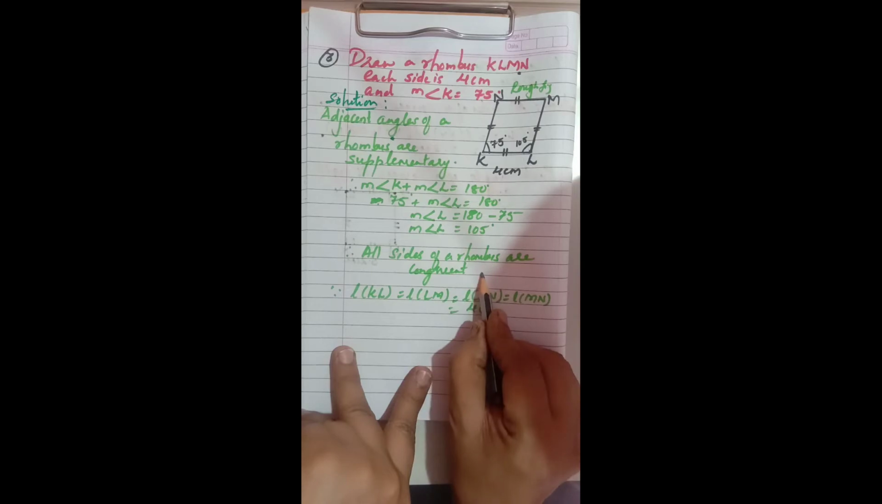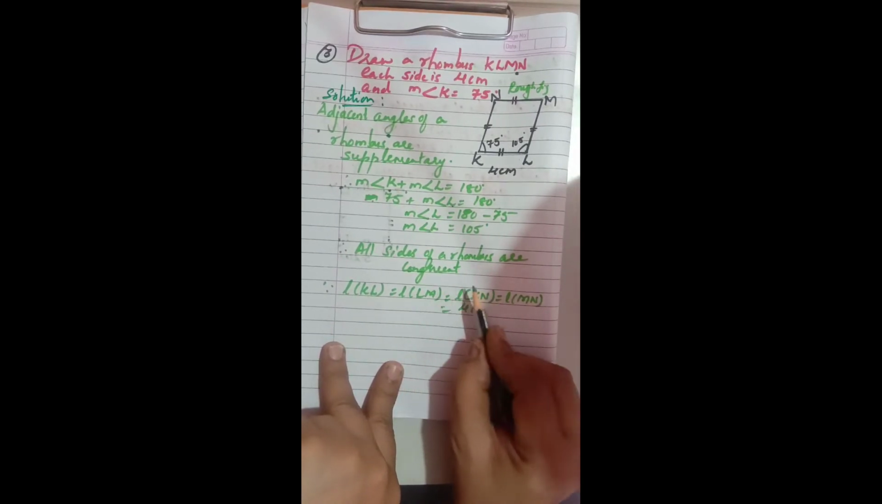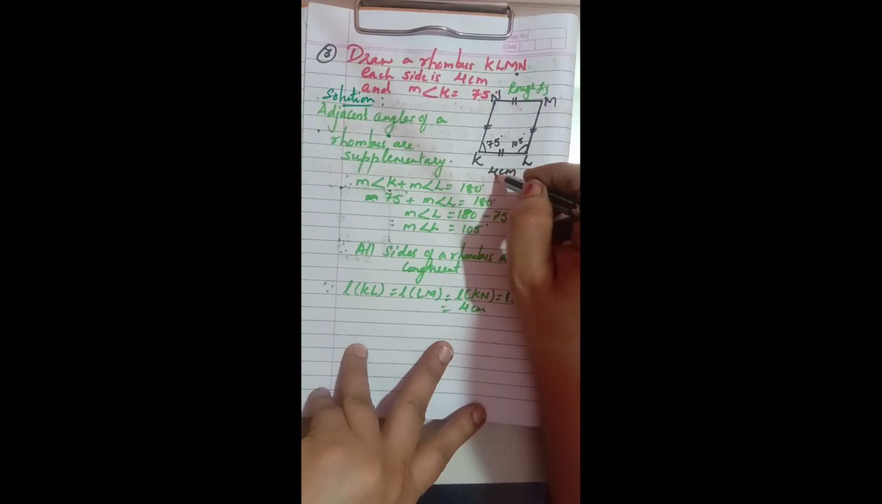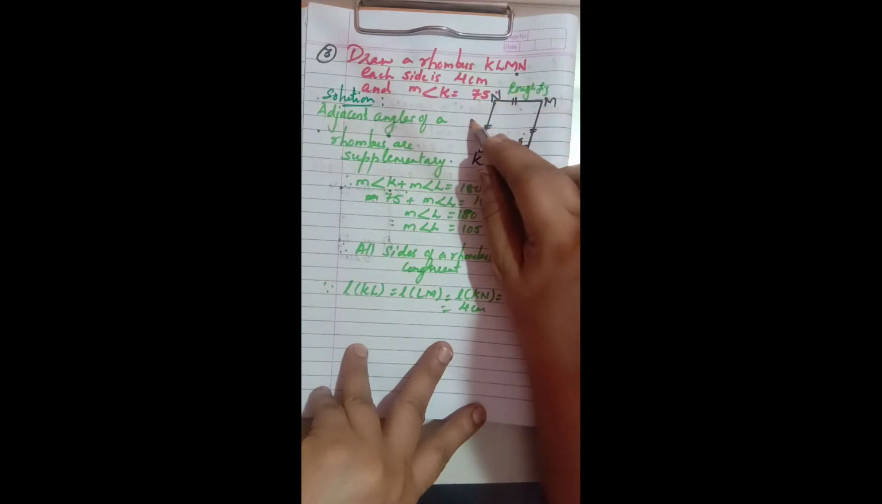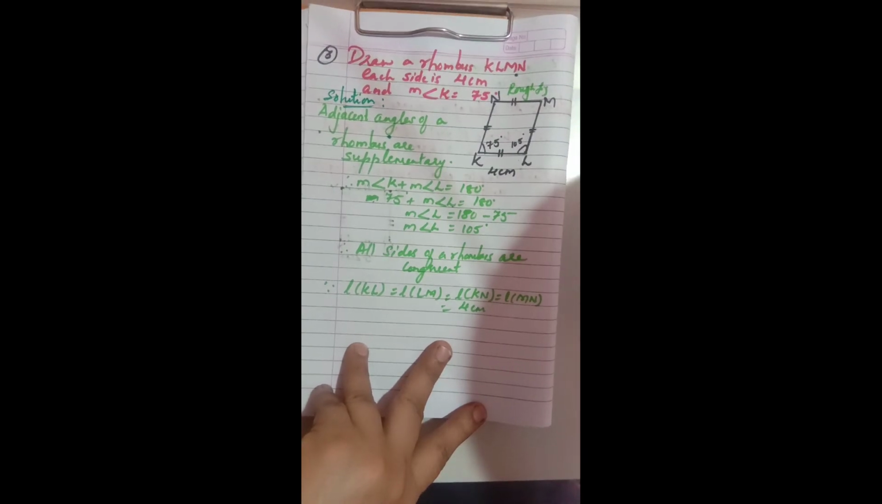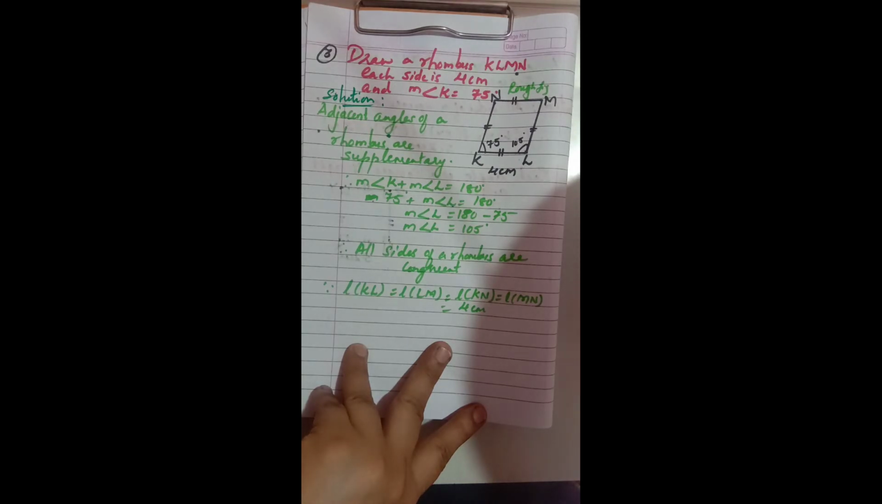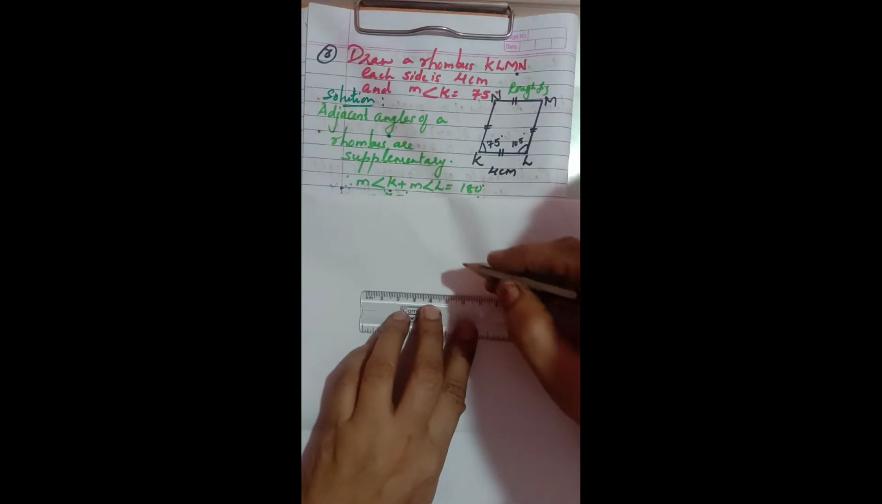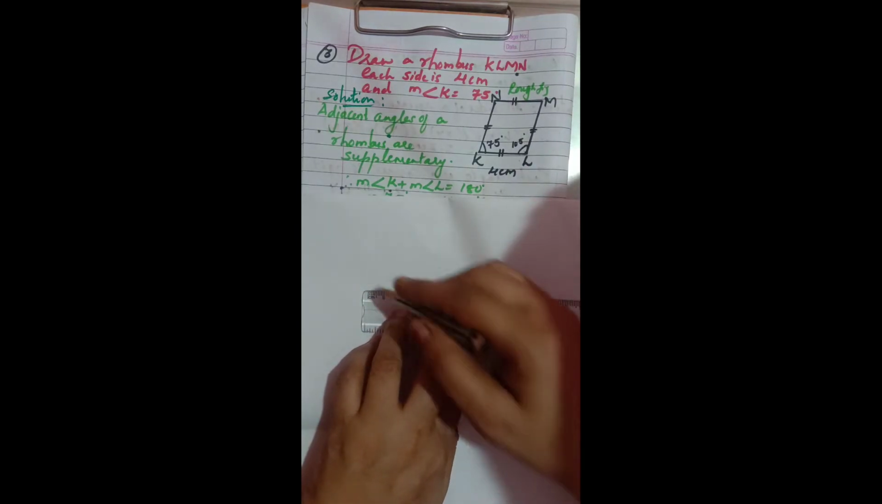All sides of a rhombus are congruent. Therefore, this is also 4 centimeter, 4 centimeter, 4 centimeter, 4 centimeter, which we have already written down. That is, the length of KL is equal to the length of LM, which is equal to the length of the other sides. Now let us draw the main construction.